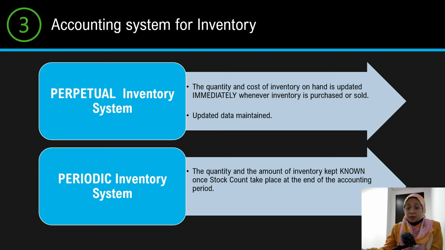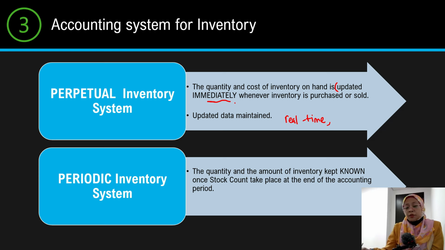Perpetual inventory system is where the quantity and the cost of inventory on hand is updated immediately whenever inventory is purchased or sold. So the updated data or real-time data is maintained. So the keyword here is that real-time data is maintained. And another keyword here is updated immediately.